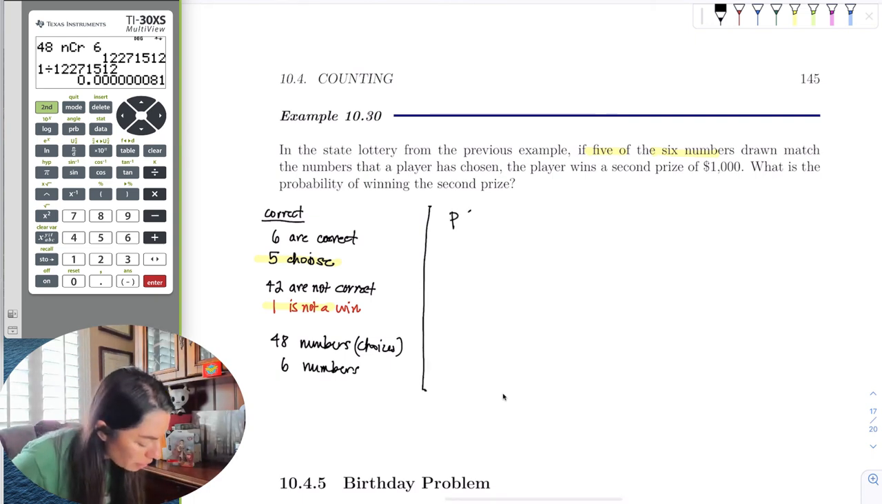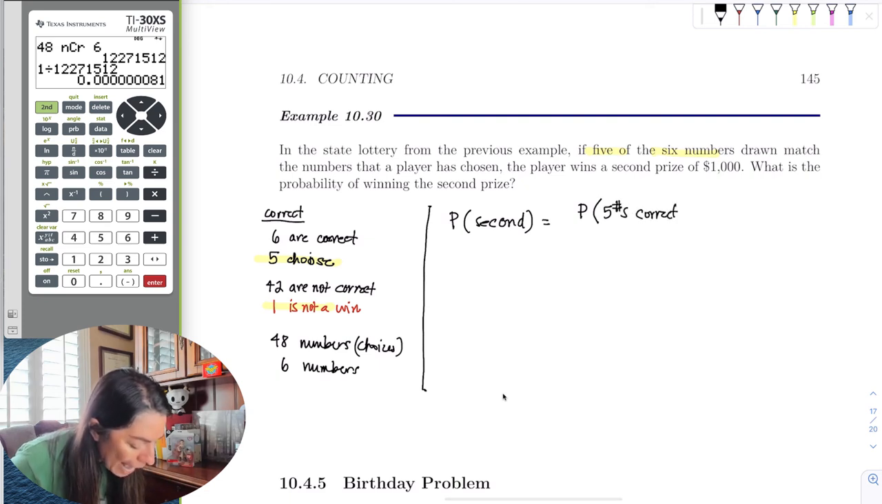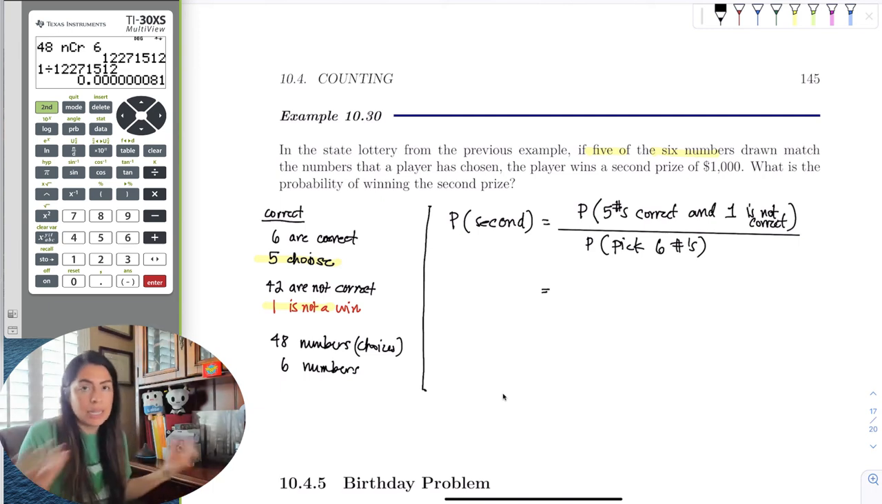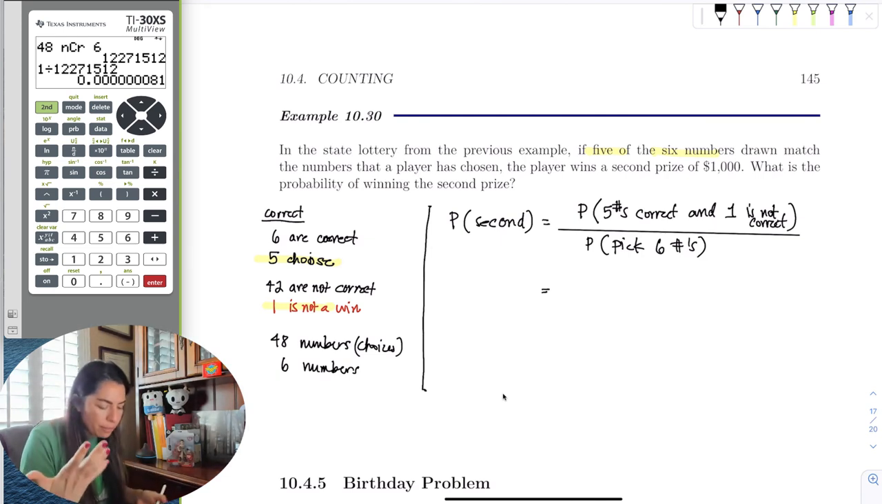Well, the probability of winning second prize is equal to, well, what is second prize? The probability that five numbers are correct and one number is not correct. All over the probability of just picking six numbers. Because you're going to pick six numbers in the lotto, whether they're five winning or six winning, it just doesn't matter. So to get the exact second place, we need five numbers that are correct.